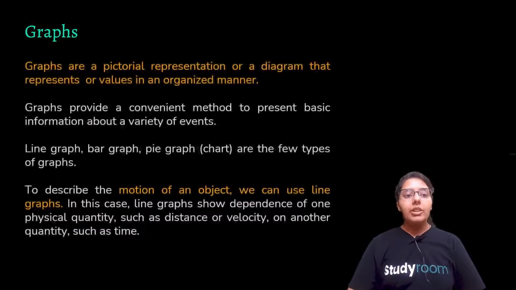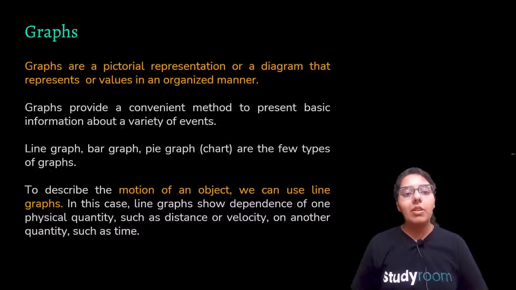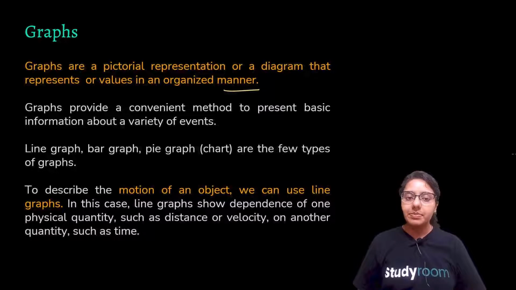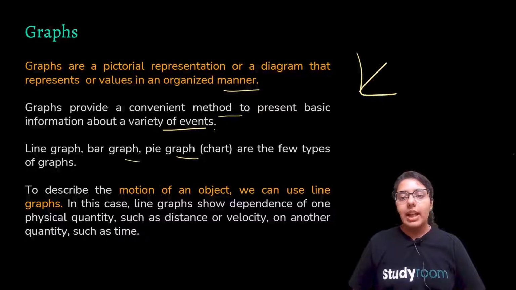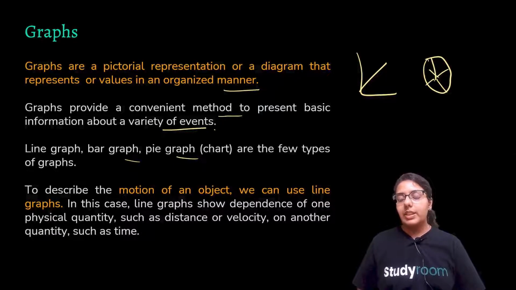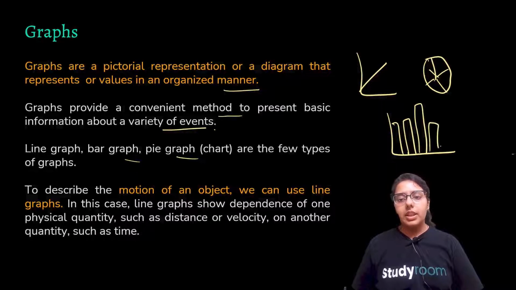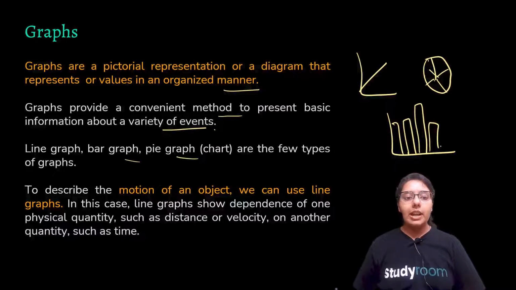So what is a graph? Graphs are a pictorial representation or a diagram that represents values in an organized manner. Graphs provide a convenient method to present basic information about a variety of events. Line graph, bar graph, pie chart are a few types of graphs. So this is your line graph, pie chart is like a circle and it's divided, and this kind is your bar graph. You might have studied this in your elementary classes, right?